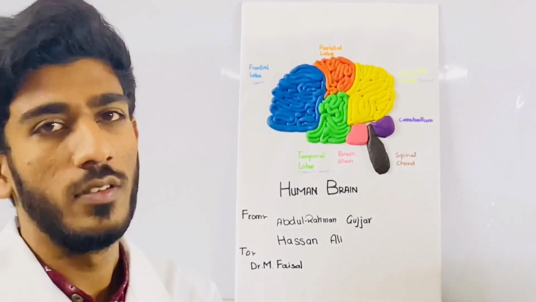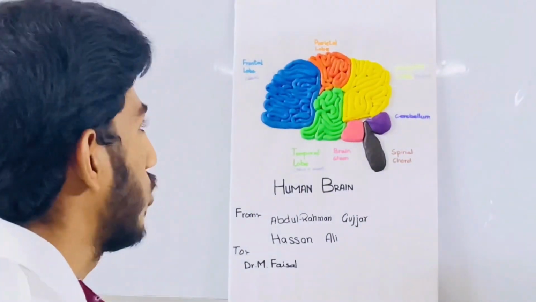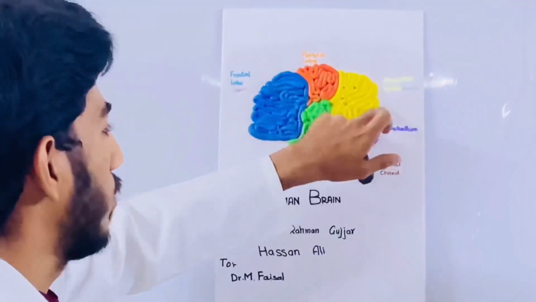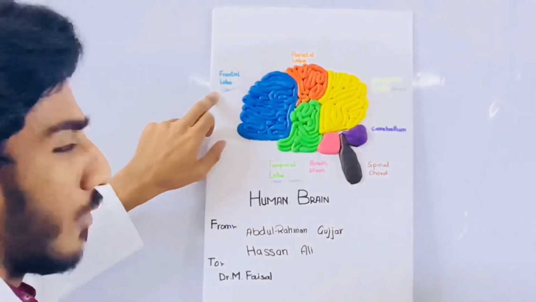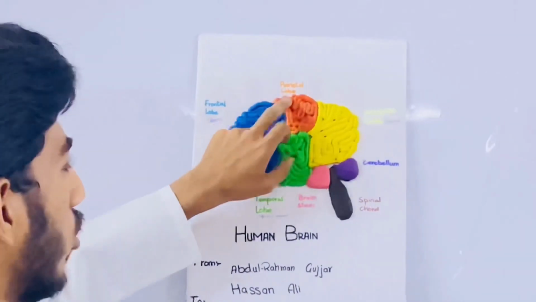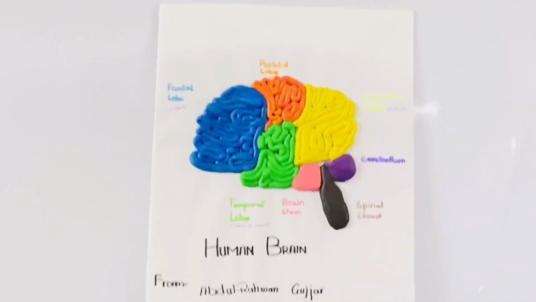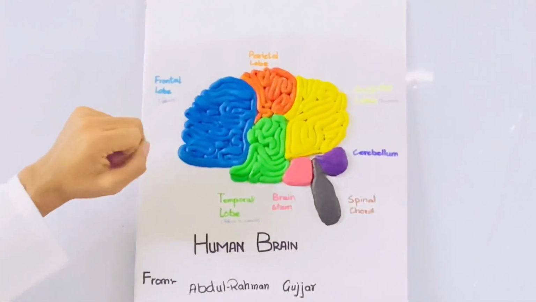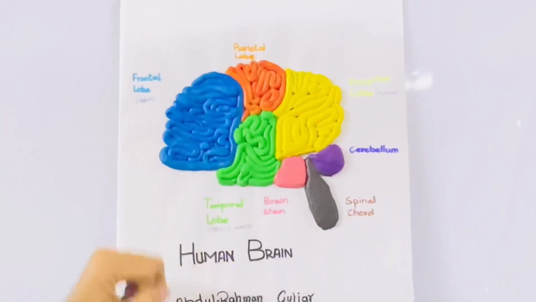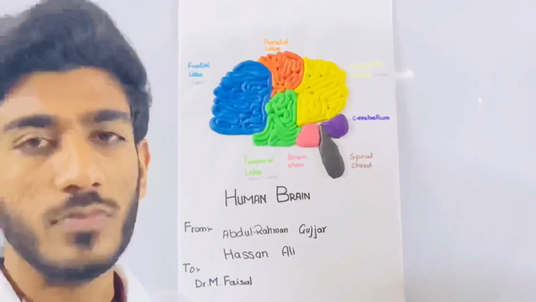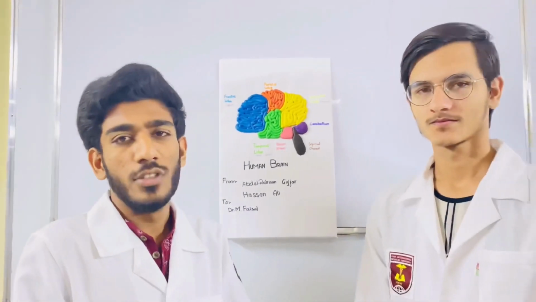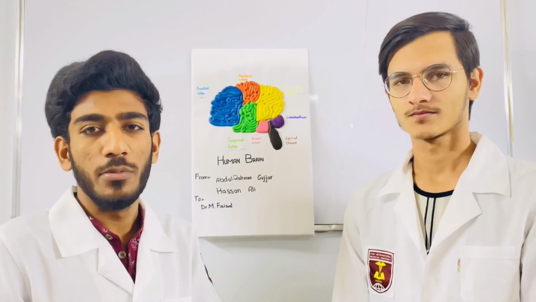forebrain, midbrain and hindbrain. The forebrain further consists of 4 lobes: frontal lobe, parietal lobe, occipital lobe and temporal lobe. The frontal lobe is on the anterior side, the occipital lobe is on the posterior side, the parietal lobe is superior to the temporal lobe, and the temporal lobe is inferior to the parietal lobe. And the midbrain consists of tectum, tegmentum, and crus cerebri.